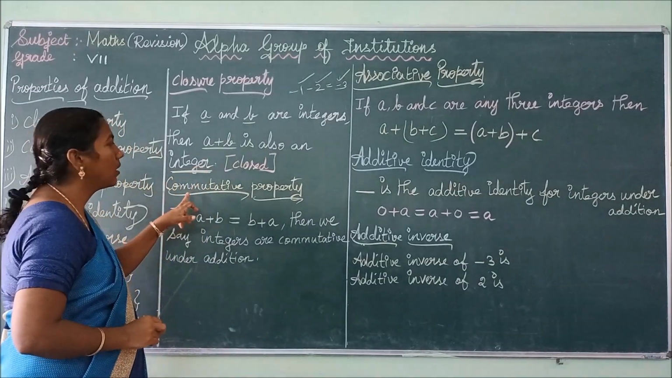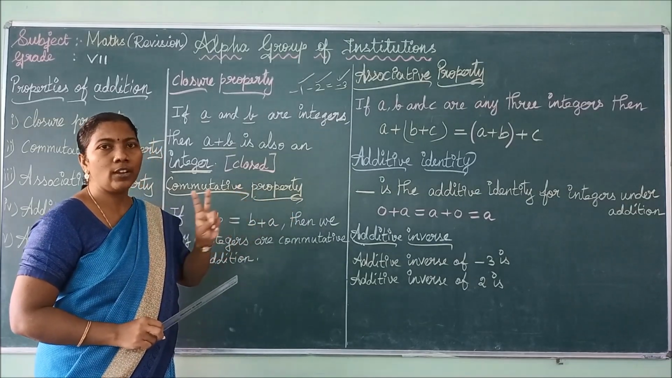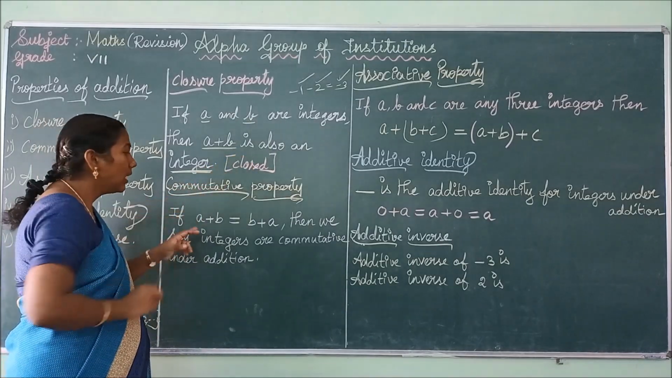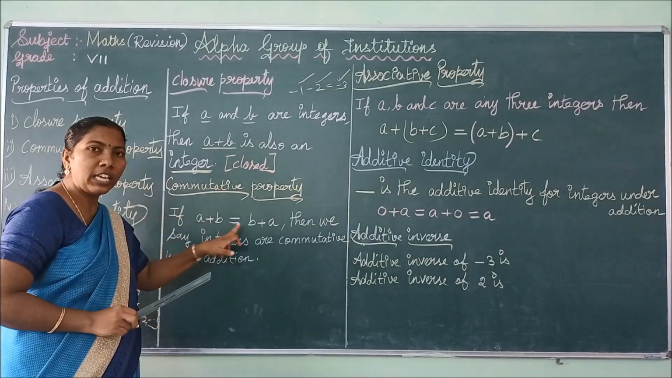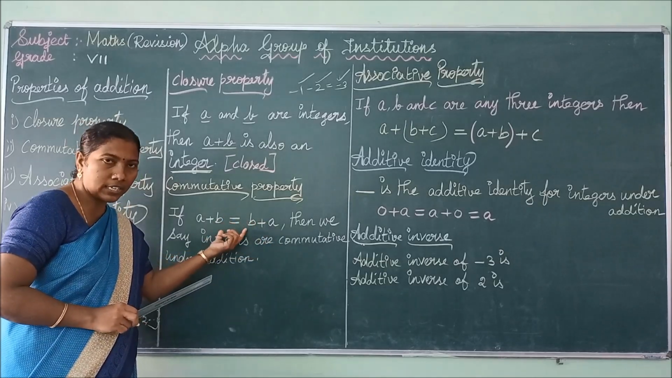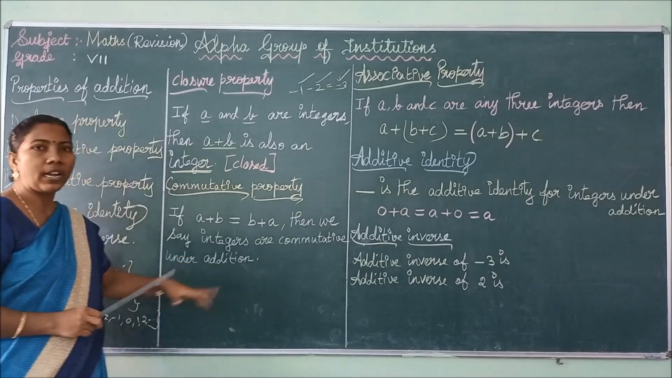See the next one, commutative property. Commutative property means you always have to take two elements. Thus we have taken a and b, two integers. If a plus b equals b plus a, that is, if the integers satisfy this condition, then we can say integers are commutative under addition.